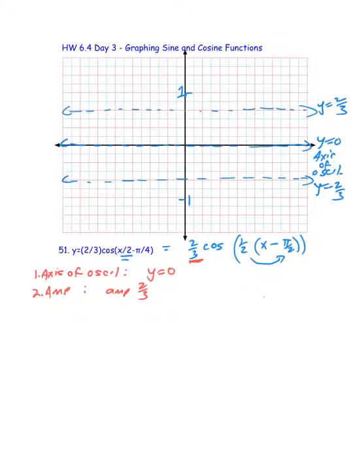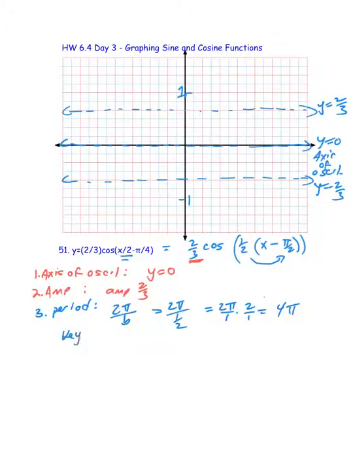The next thing we want to determine is the period. So the period for a cosine function is 2 pi over b, where b is the coefficient of x. In this case, b is 1/2, so I have 2 pi divided by 1/2, which is 2 pi over 1 times 2 over 1, which is 4 pi. So one cycle is going to take 4 pi units.